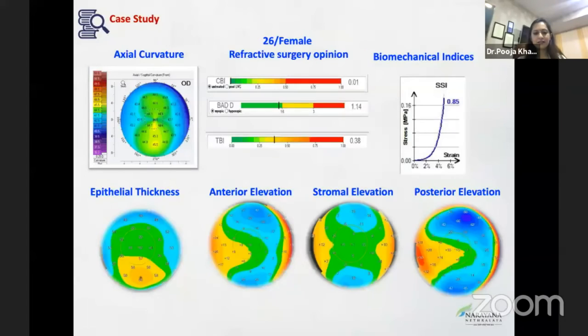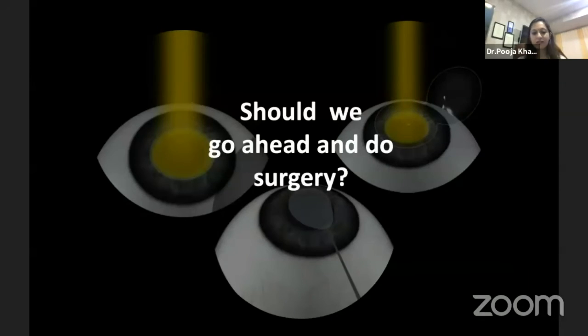So this is another case, a similar thing: inferior suspicious, but you can see that it correlates with the epithelial hypertrophy, but the stromal elevation and posterior elevation is not there. So again, this is an epithelium issue, and your curvatures are fine.